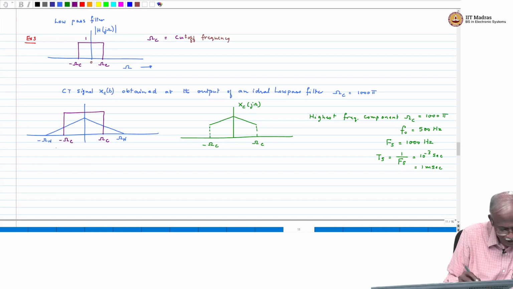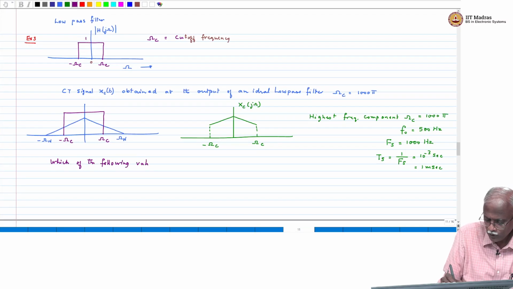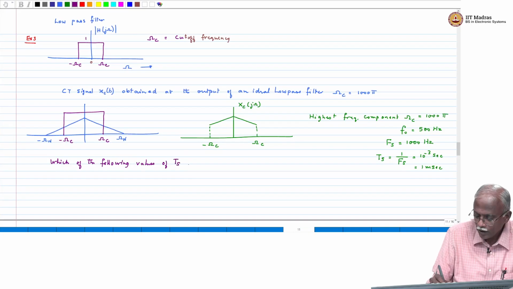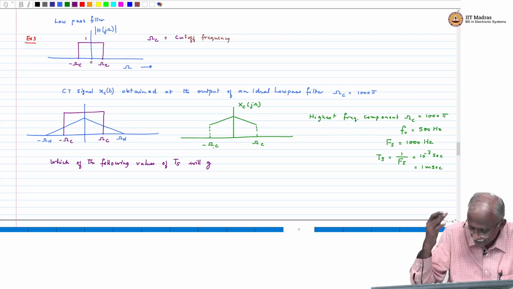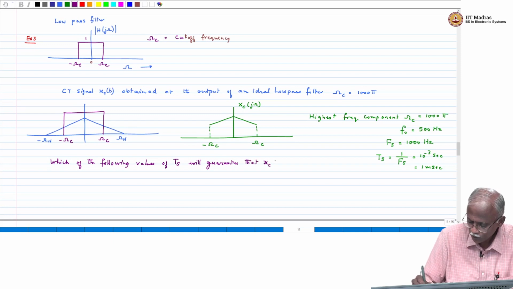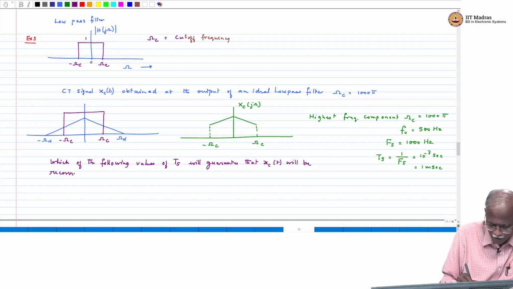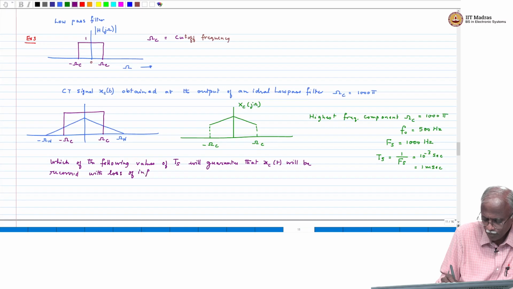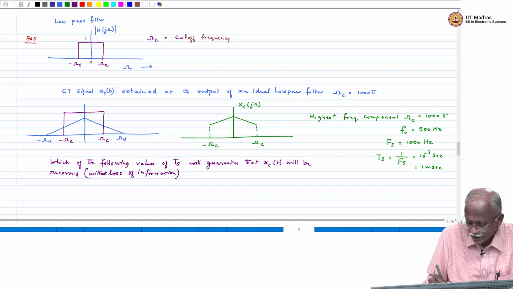So the question that is now being asked is, which of the following values of the sampling period Ts will guarantee that xc of t, the output of the low pass filter, will be recovered without loss of information in the process of sampling?